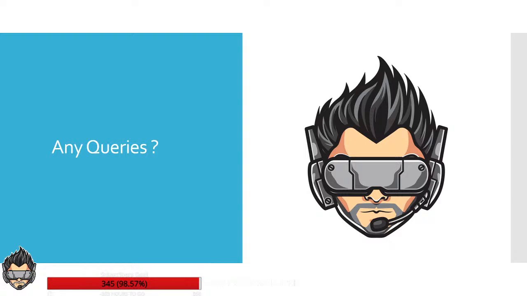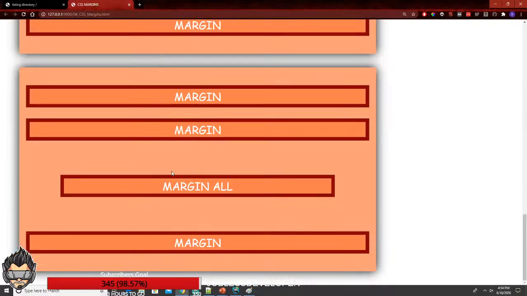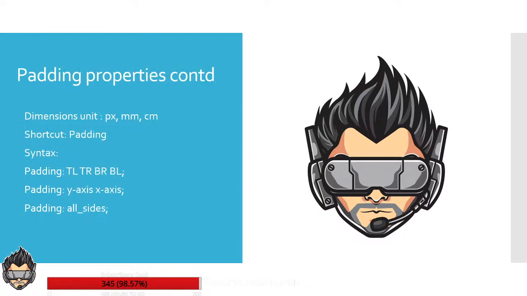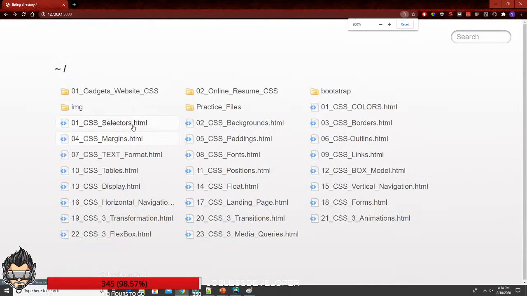So now that we know what margin is, the CSS padding will be the same, but the only difference is that margin is outside the box, whereas padding is inside the box. But all the other properties, you just replace the margin with padding, that's it. Just like you have margin top, margin left, margin right, margin bottom, you have padding top, padding left, padding right, and padding bottom. So the dimensions are still the same, but let's go and discover that over there. It'll be easy for us.